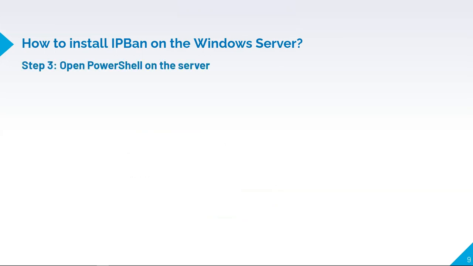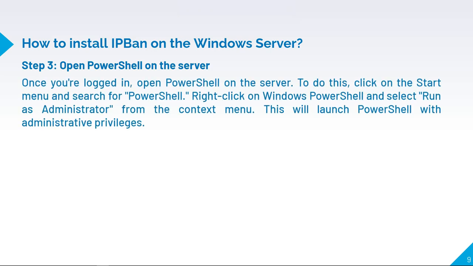Step 3. Open PowerShell on the server. Once you're logged in, open PowerShell on the server. To do this, click on the Start menu and search for PowerShell. Right-click on Windows PowerShell and select Run as Administrator from the context menu. This will launch PowerShell with administrative privileges.